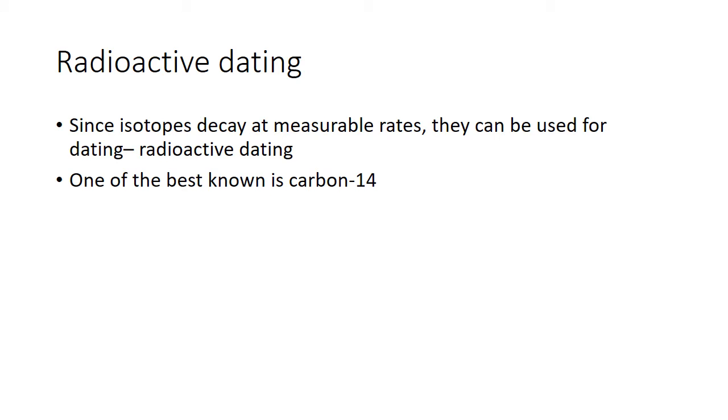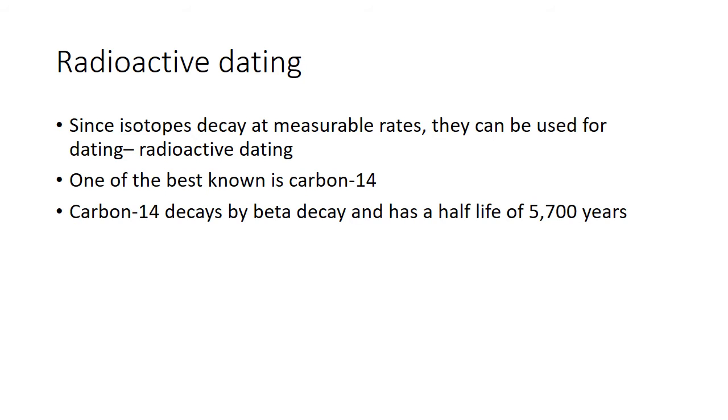So the best one that is known and gets used a lot is carbon-14 dating. Anything that used to be alive can be dated by carbon-14 to an extent. So when they find, let's say, a buried bone of a dinosaur, they will use carbon-14 dating to try to determine when that dinosaur lived. Now, carbon-14 decays by beta decay, and the half-life is 5,700 years.